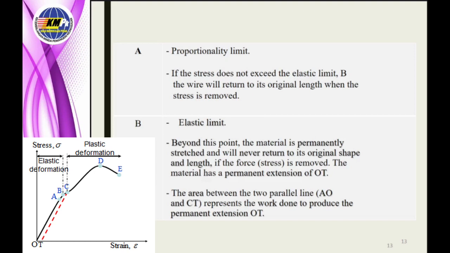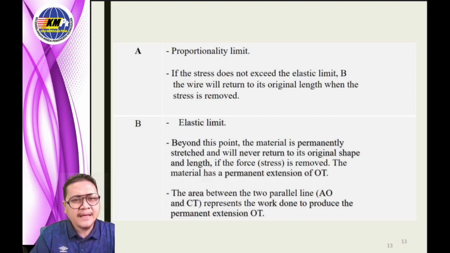Beyond this point, let's proceed to point B. At point B, we call it the elastic limit. Beyond this point, the material is permanently stretched and will never return to its original shape and length if the force is removed. So, at this point, the shape of the solid is no longer its original shape. It's already deformed or changed in form.